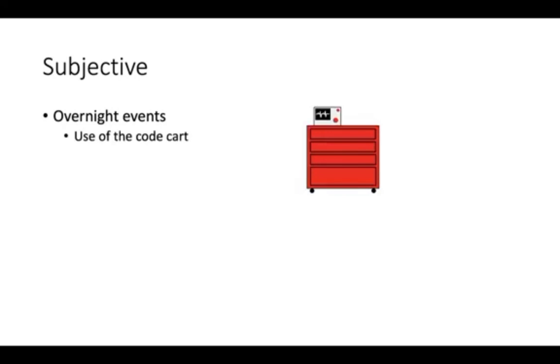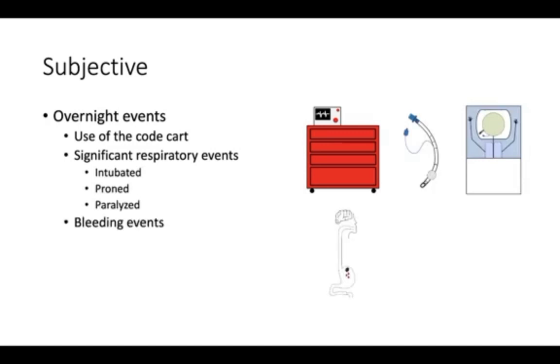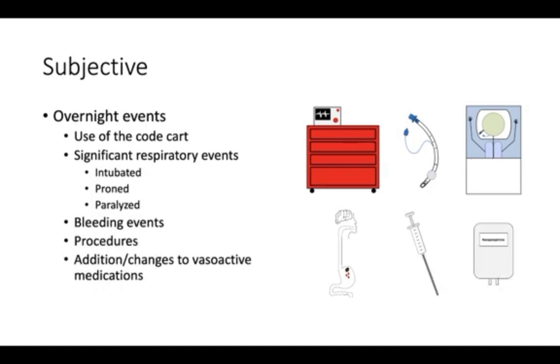Examples of relevant overnight events include any use of the code cart, significant respiratory events, including whether the patient needed to be intubated, proned, or paralyzed, bleeding events, any procedures, and additions or changes to vasoactive medications. Following overnight events, the subjective portion of the presentation ends by presenting the patient and nurse's recap of the night and early morning. After the subjective is completed, transition to the objective portion of the presentation.